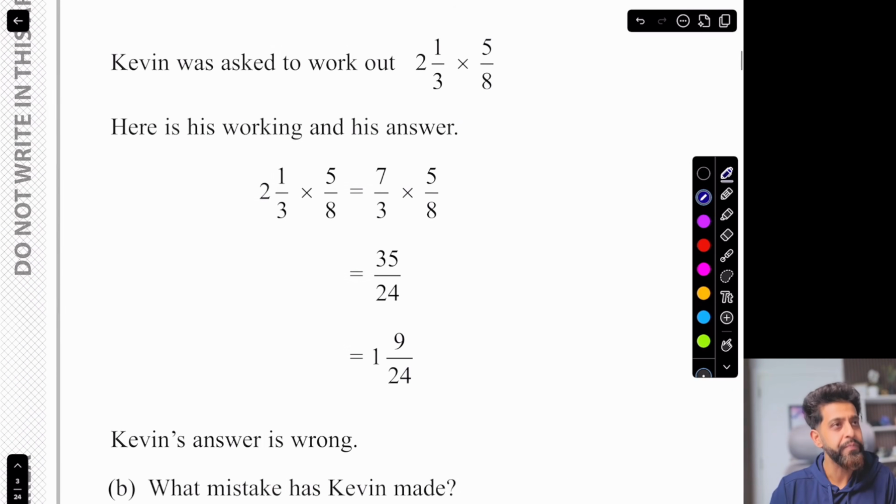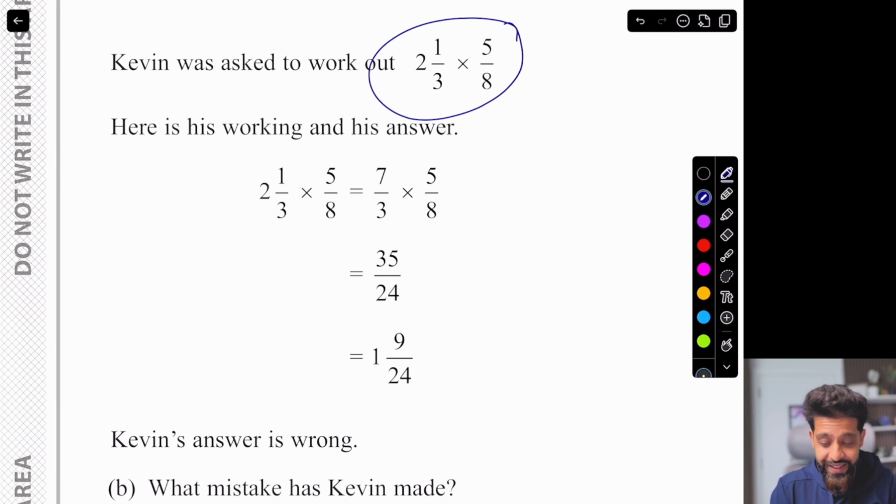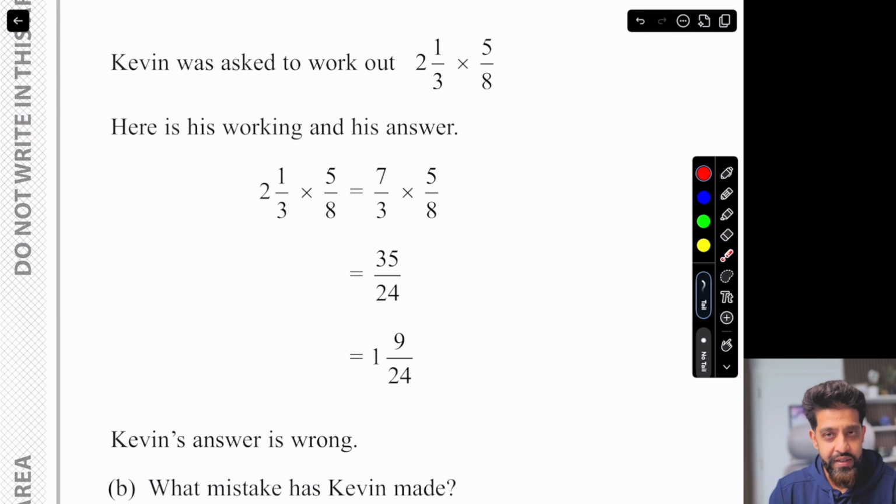Okay, what do we have here? It says Kevin was asked to work out 2 1/3 times 5 over 8. And this is what he's done. His answer is wrong. What mistake has Kevin made? Most probably, it's the same mistake that some of you make. When you see this, you think, I've got to get the denominators the same. That's what you start doing when you see multiplying and division. Well, for multiplying and division, you do not need to make the denominator the same. You don't need to do that.